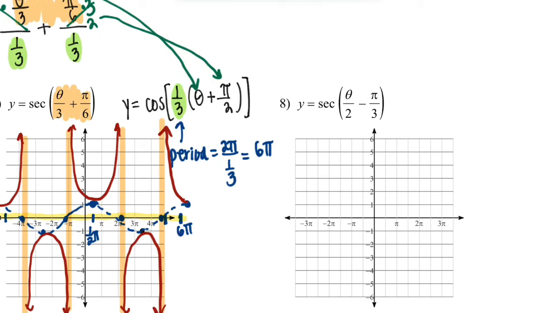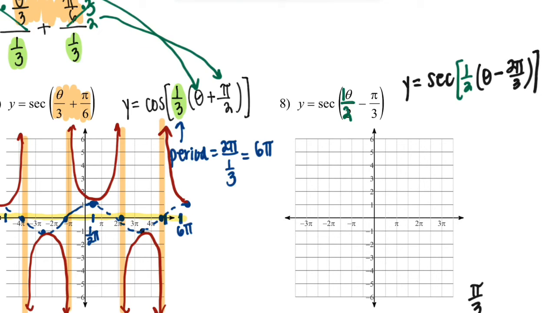So this one really you should be able to try, but I'm going to work it out for those of you that need to see it one more time. So we're going to need to pull out the value that's being multiplied to theta, and that would be 1/2. So we're going to factor that out. So that's that 1/2 right there. And that's going to leave us a theta minus, now pi over 3 divided by 1/2 is 2 pi over 3. So this shift is going to go right 2 pi over 3.